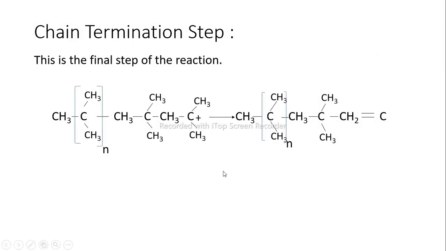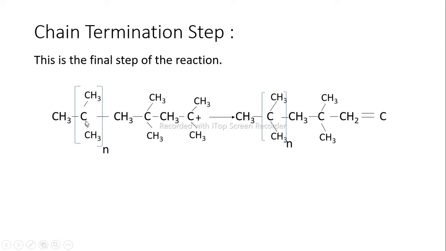After this, our next step comes, which is the final step of cationic polymerization. This is the step because of which our chain propagation stops and we get our desired polymer. The chain termination reaction takes place at room temperature, and if room temperature is not maintained, the propagation reaction proceeds very rapidly and we cannot get our desired polymer.